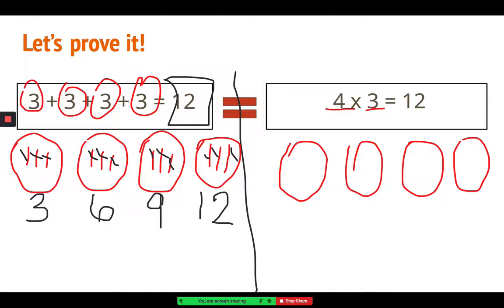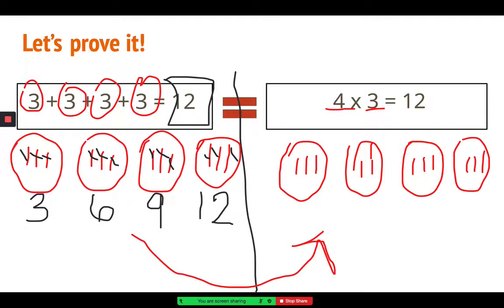Our second factor is each. So each group has to have 3. 1, 2, 3. 1, 2, 3. 1, 2, 3, and 1, 2, 3. If you're looking, they are completely identical. Let's just prove it by tracking our counting to see if we get to 12. So let's count up. 1, 2, 3, 4, 5, 6, 7, 8, 9, 10, 11, 12.